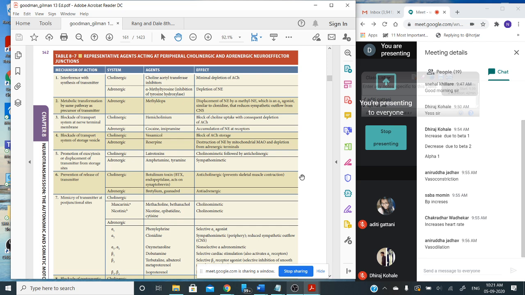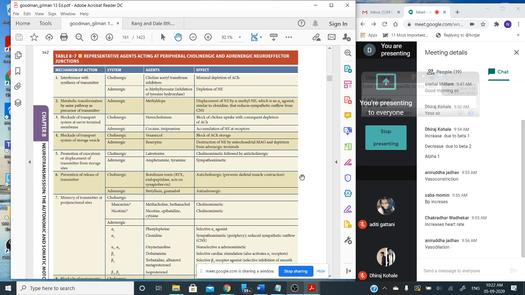Then the next type of action is blockade of the transport system at the nerve terminal membrane. At the membrane, the transport is blocked. Examples we have seen are hemicholinium, cocaine, imipramine. Imipramine is an antidepressant drug, which we shall study. We call these uptake inhibitors or NET inhibitors, the neuronal noradrenaline transporters, through which noradrenaline is taken back. So NET type of transporters are there.